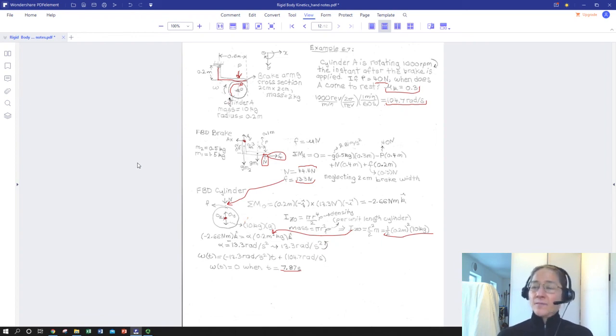So next up will be work energy applications to rigid bodies, which will provide a lot of excellent simplifying assumptions, just like they did for our particle kinetics. So that will be our next section after this one. So stay tuned.